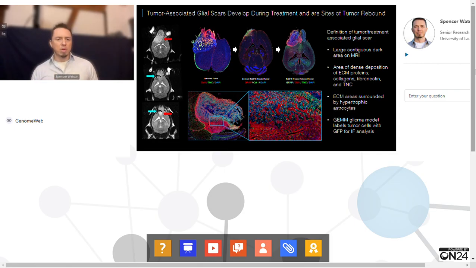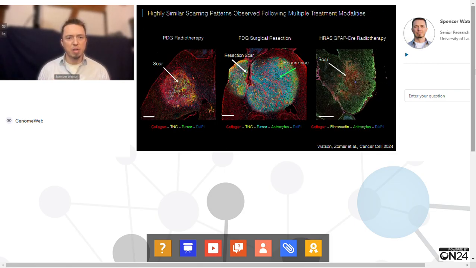And really importantly, we didn't only see this scarring response to treatment following anti-CSF1R treatment, we also saw it following more standard models of treatment, such as radiotherapy and surgical tumor resection. And we also saw it in other models, so not just the RCAS model, but also in this HRAS GFAP-Cre model, which is interesting because this is also in a different anatomic location.